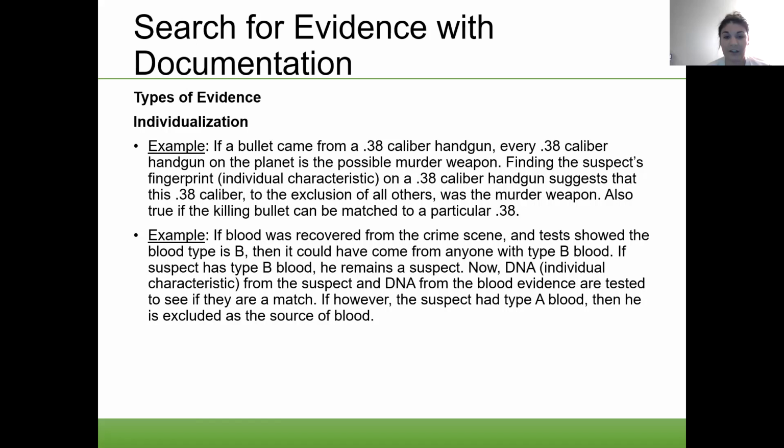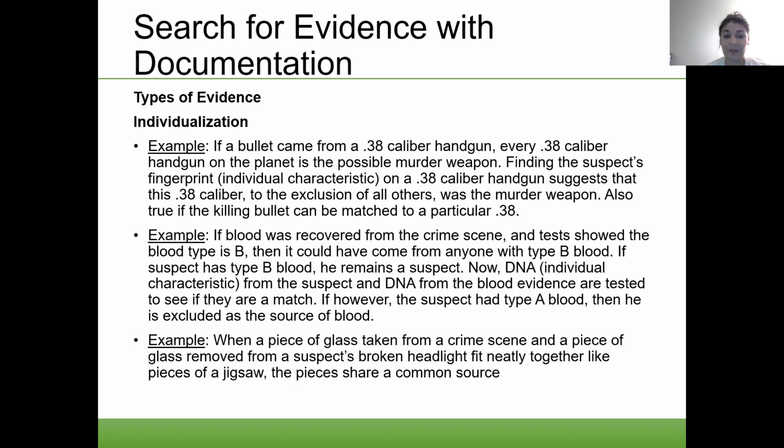And then we'll go over later in the semester how you can match DNA from person to person, but the main point here is that the DNA is the individual characteristic that can link the suspect to the crime scene. Because the blood on the crime scene has his DNA in it, he is now linked to that crime scene, because that is an individual characteristic.